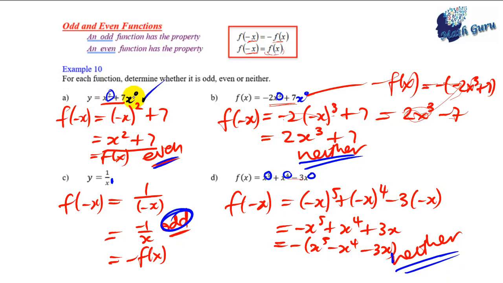So if you've only got even powers, or no power at all, so it's just a constant, then it could be even. If you've got odd powers, then it can be odd. But if you've got a mixture of the two, then it is neither.